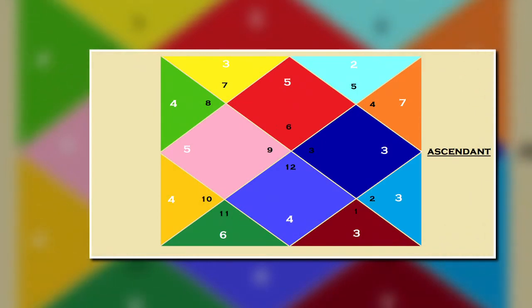This is the Ashtakvarga of the ascendant. It gives itself 5 points. 7 points to 11th house and 6 points to the 6th house. So a fairly good distribution, except the 12th house, which is given only 2 points.